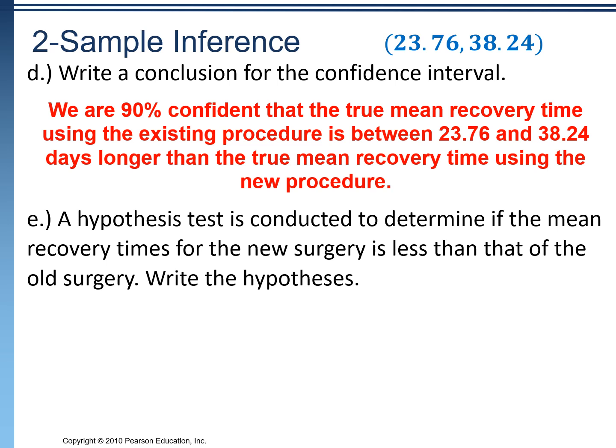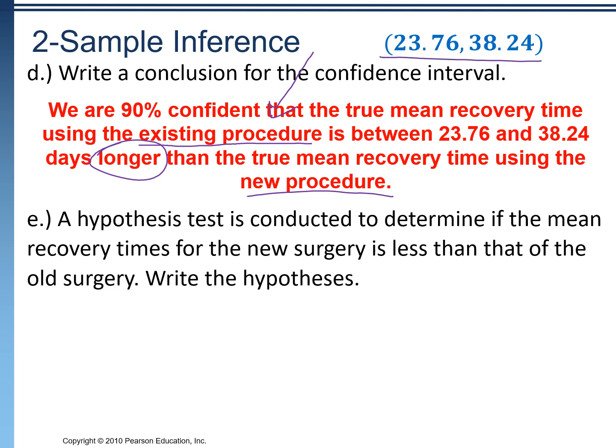Just like proportions, when we write this out, we're going to keep the same order that we used when we created the interval. So when we created the interval, we did existing minus new. So when we write this, we're relating the existing procedure to the new procedure. It's longer because both of these values up here are positive.